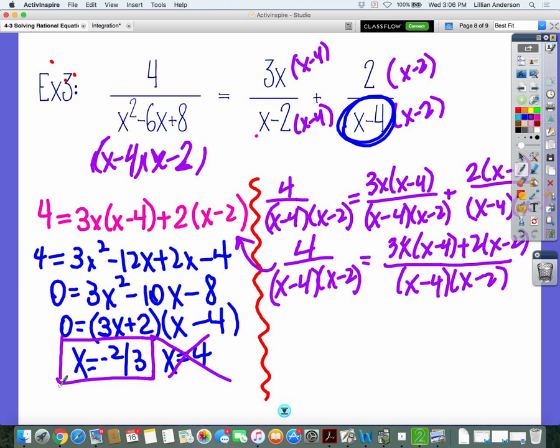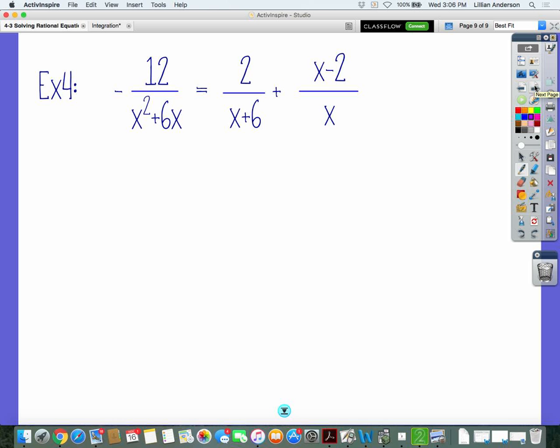Negative 2/3 does work. If you're wondering, when you square a fraction, you square the top and the bottom. And go from there. Last example. I want you guys to start this one off, and then I'll pick you up in about 2 minutes.